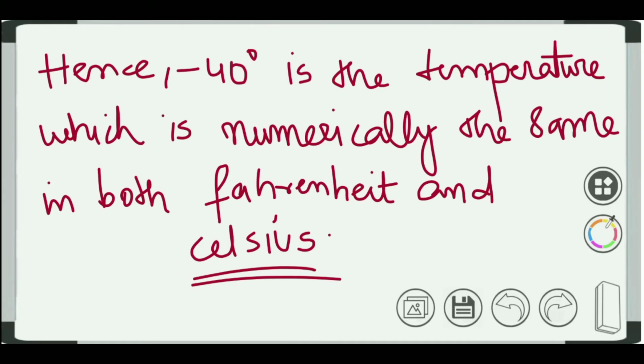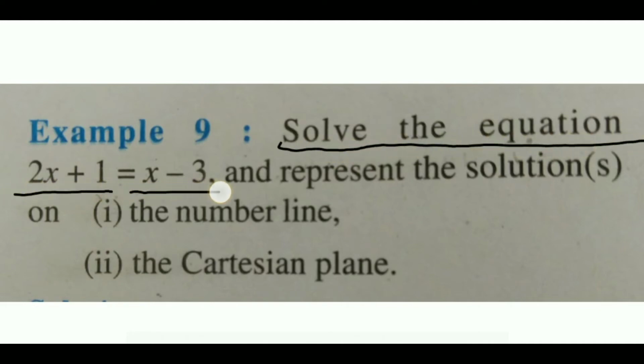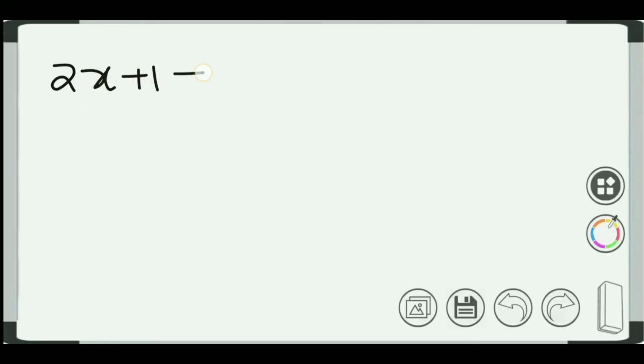Okay. So now you have a small example to be done in your page 76, example number 9. Okay. Read this one. Solve the equation 2x plus 1 equal to x minus 3 and represent the solution on a number line as well as a Cartesian plane. Okay. We'll do this one now. So the equation is 2x plus 1 is equal to x minus 3. Okay. You can solve this one.